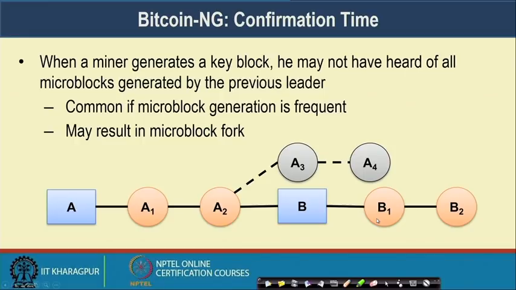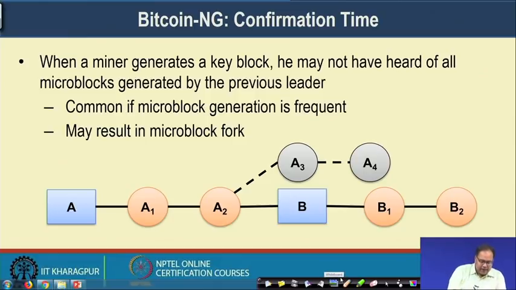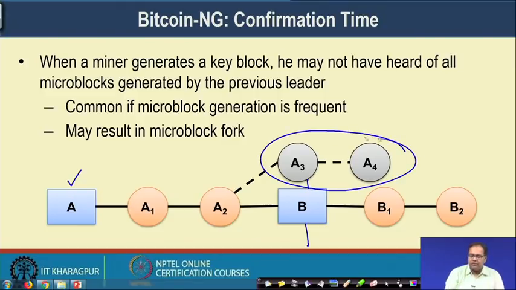Well, now there is one issue in Bitcoin NG where there is a possibility of having a fork. The problem is something like this: when a miner generates a key block, he may not have heard of all the microblocks which have been generated by the previous leader. So, in this example, say A was a miner who has generated this key block, and at this time instance another miner B has generated this key block. Now, it may happen that when B generated this key block, it had not heard about all the microblocks generated by node A. So, certain microblocks may become a fork.